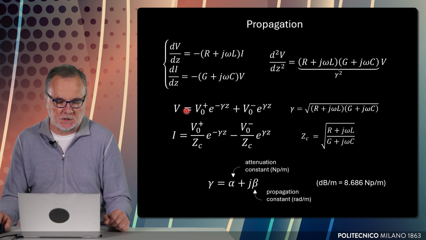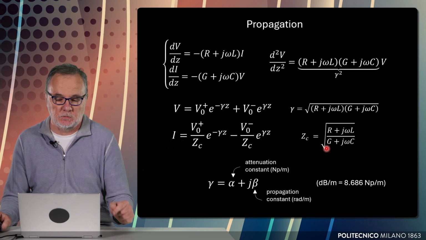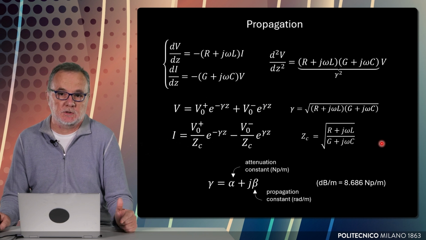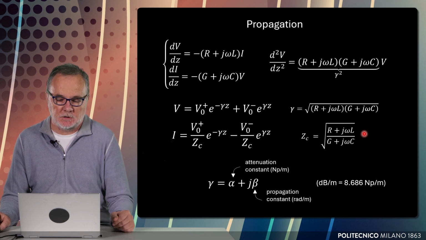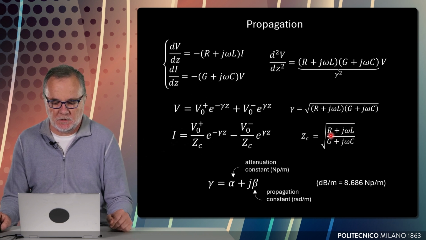Similarly, since we have an expression for the voltage, we also have an expression for the current, and the relationship between the two for the single wave, called the complex wave impedance, is actually complex, and it takes the form of R plus j omega L divided by G plus j omega C.